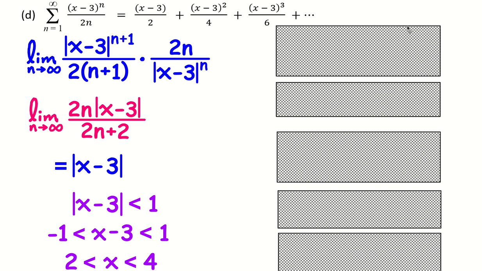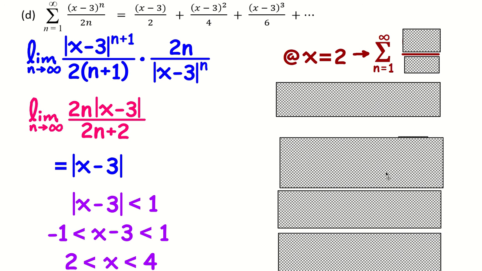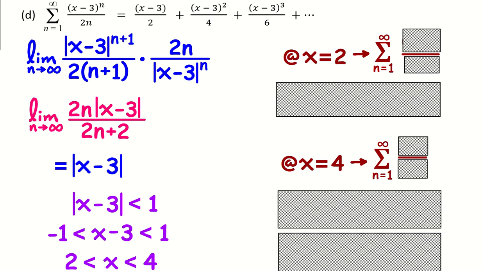But remember, starting with this lesson, we have to check the endpoints. All right. So we're going to try x equals 2 separately, and then we're going to try x equals 4 and see what happens. So remember, the original series without any absolute value. So we're checking these for conditional convergence.